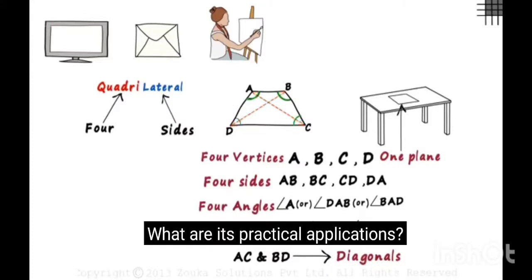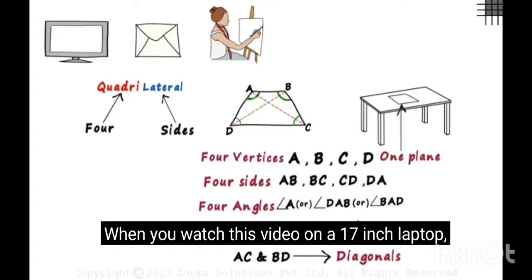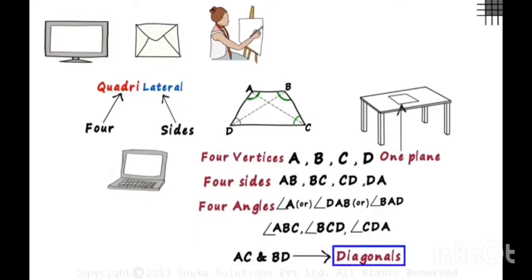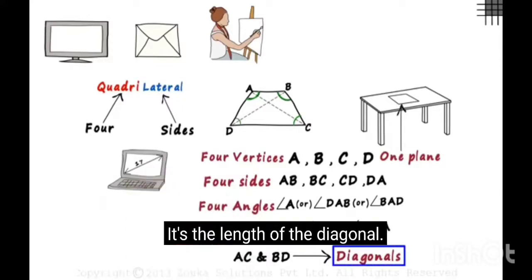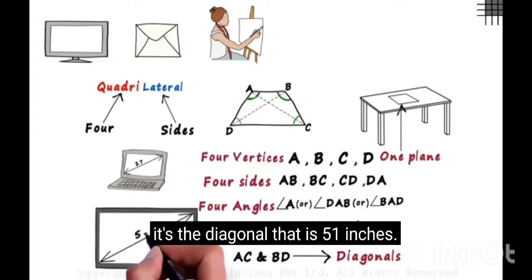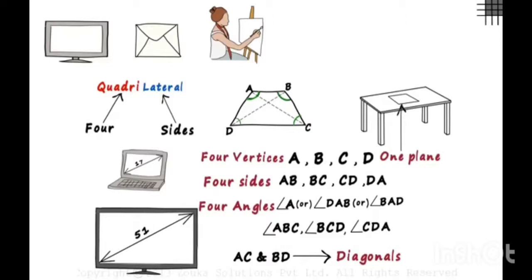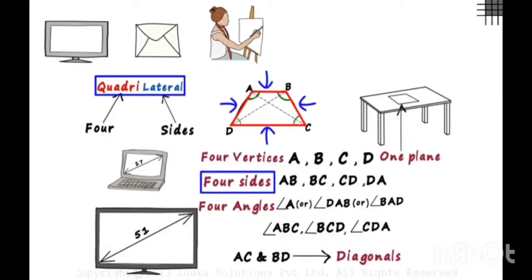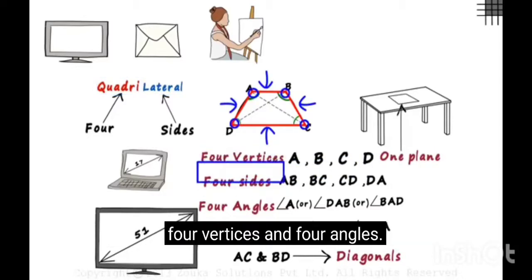What are its practical applications? When you watch this video on a 17-inch laptop, what do you think is 17 inches? It's the length of the diagonal. Even when you watch your favorite TV series on a 51-inch TV, it's the diagonal that is 51 inches. So remember, a quadrilateral is a closed figure on one plane which has 4 sides, 4 vertices and 4 angles.